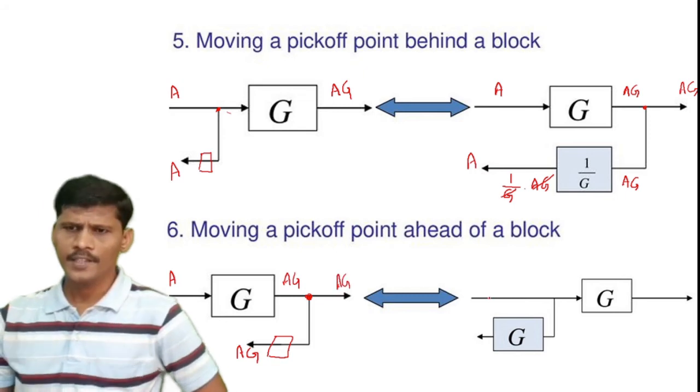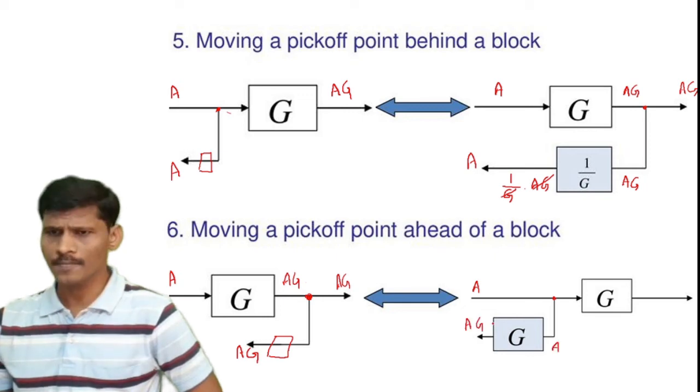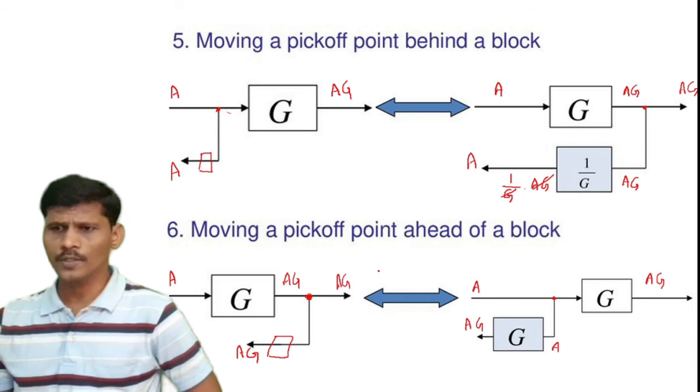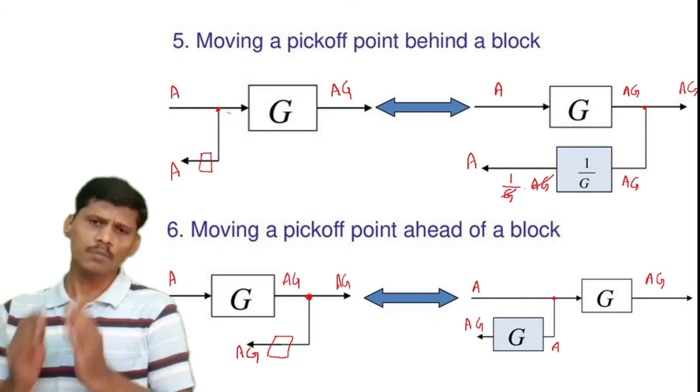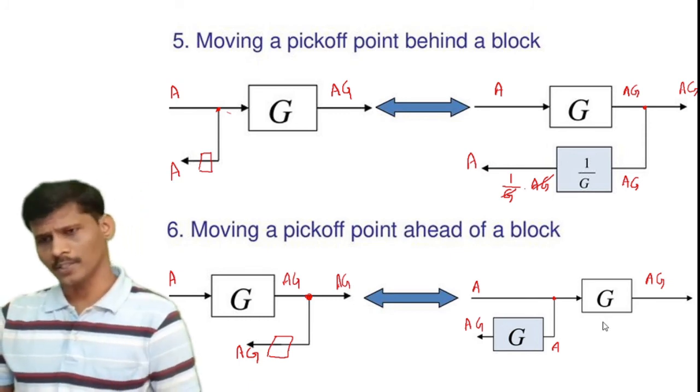And here this input is A, and this is the branch point or the takeoff point. So moving this branch point or the takeoff point before the block. Here the input is A, and this block input is A, and the output of this block is AG. And this signal A is passing through this block, and the output of this block is AG. And this output and this output both are the same. So moving the branch point before the block, this is the equivalent representation.